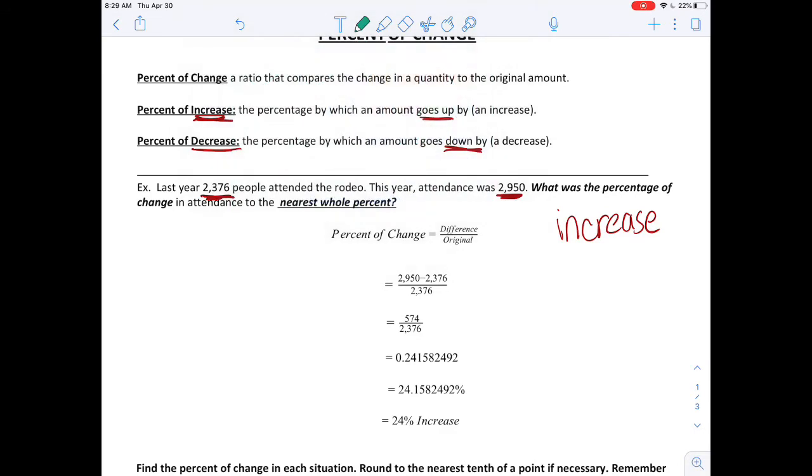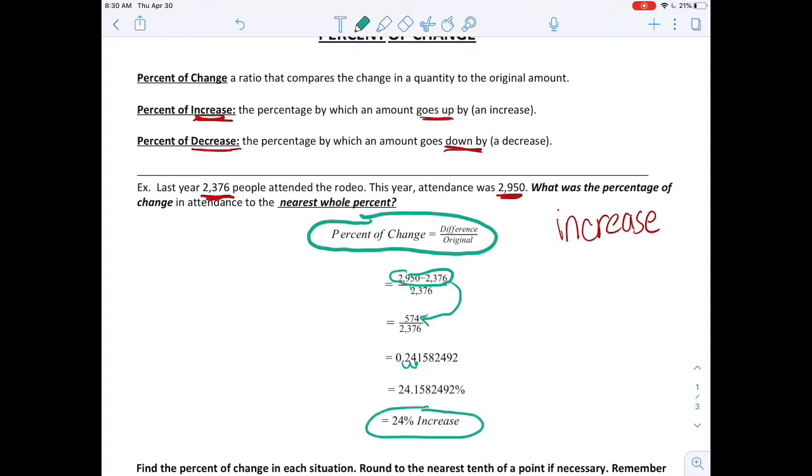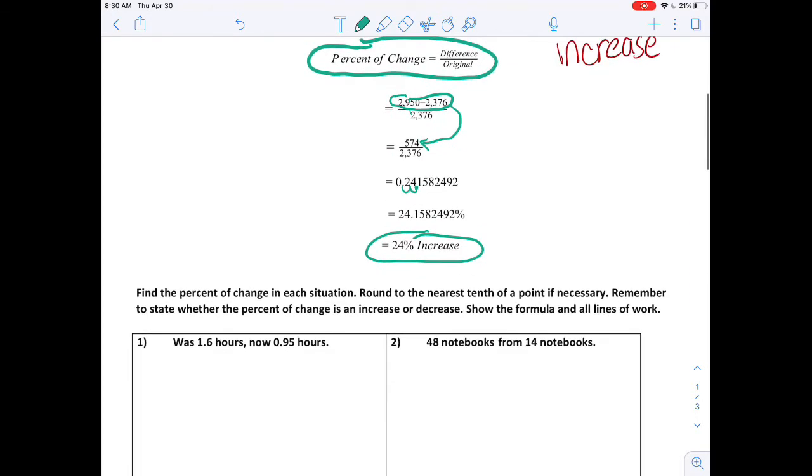The formula that we're going to be using on every single problem here is this: percent of change equals your difference over the original. Difference means you're going to subtract the two amounts. I'm always going to put the positive one on top first. So 2,950 minus 2,376 over your original amount. Subtract the amounts, you get 574, and then you divide in your calculator. Now we know how to convert a decimal to a percent. Remember, you want to move your decimal 2 spots to the right, and that is how you get your percent. Your final answer will either say increase or decrease depending on the problem.